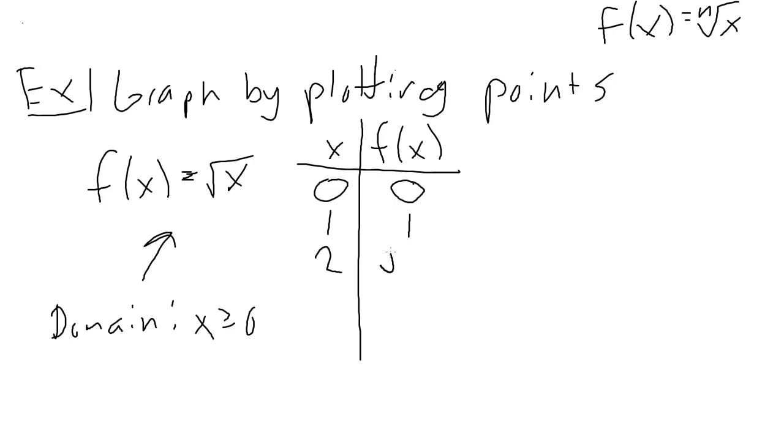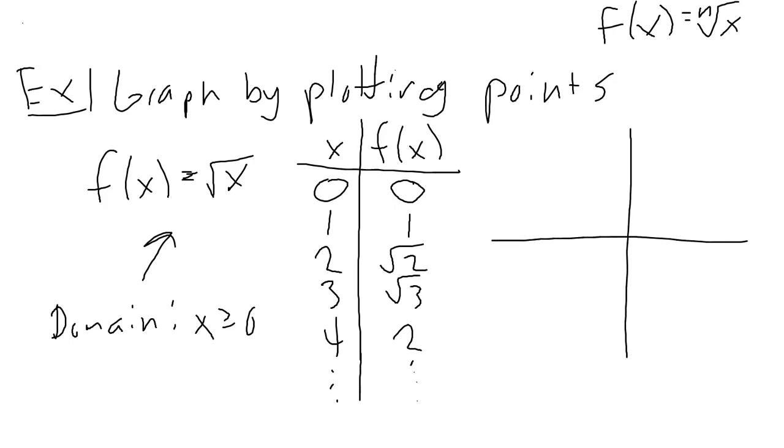If we had 2, f of x would be square root of 2, which is irrational, so we just leave it like that. 3, square root of 3, same thing. 4, square root of 4 is 2. And so on. We could do this forever, but we're not going to because it's going to take too long.